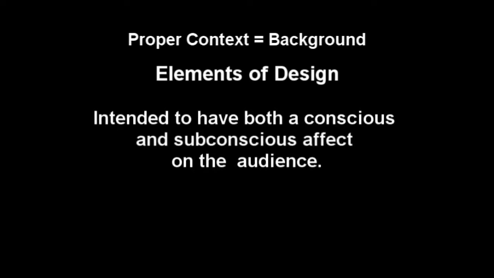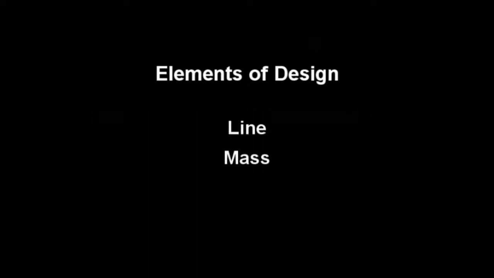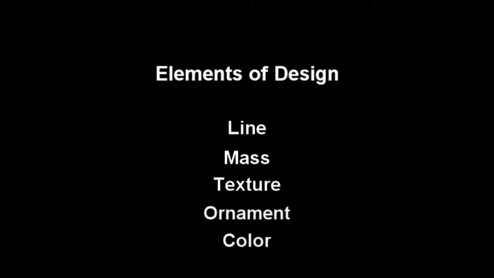These elements relate to the effect that a visual arrangement and orientation have on an audience member. The elements of design are abstract notions that are applied by the designer to have both a conscious and subconscious effect on the audience. The 5 elements of design that we will consider are line, mass, texture, ornament, and color. The way a designer selects and organizes these elements determines, in large part, the context of a play production.